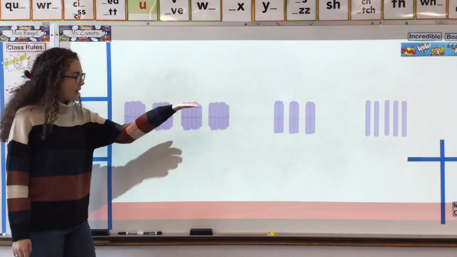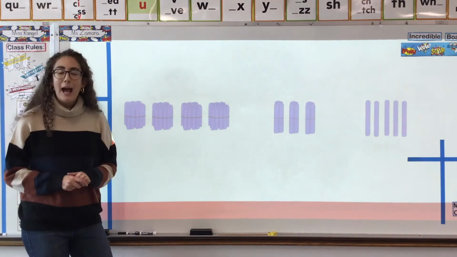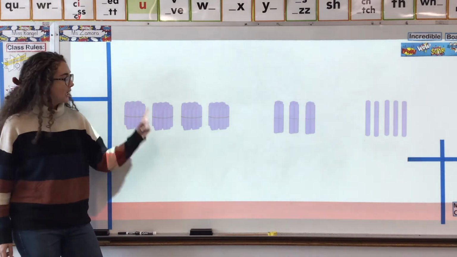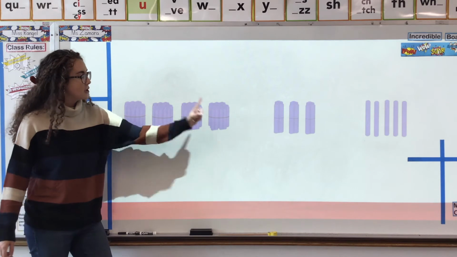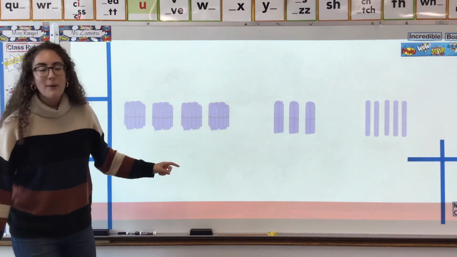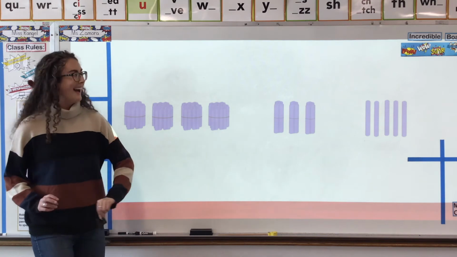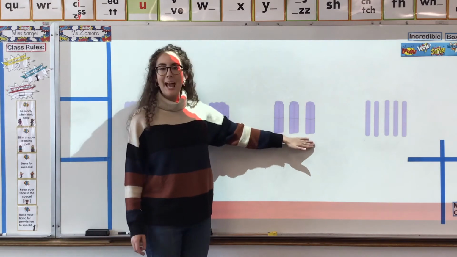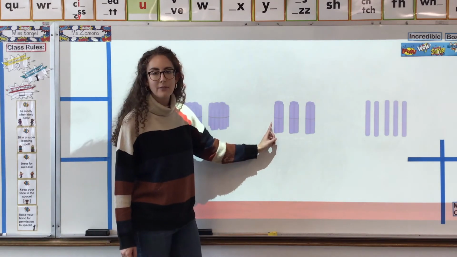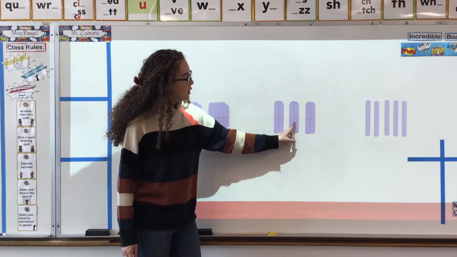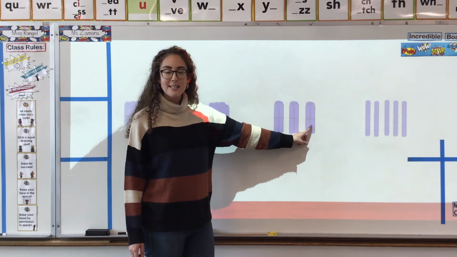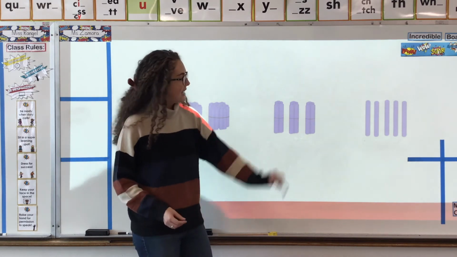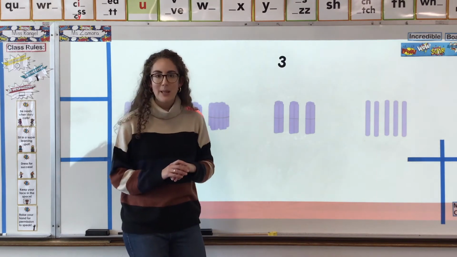So let's see. Our hundreds are up first. How many hundreds do we have? Let's count together. 100, 200, 300, 400. So how many hundreds do we have? We have 400s. Exactly. Okay. What about our tens? How many tens do we have? Can you count with me? 1 ten, 2 tens, 3 tens. And 3 tens is what number? 30. Exactly. We have a 3 in our tens place.